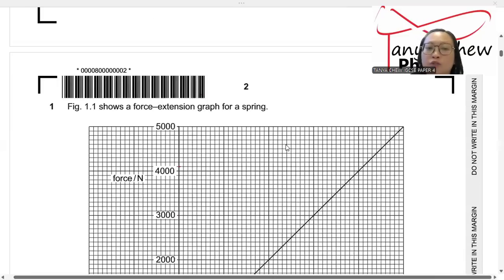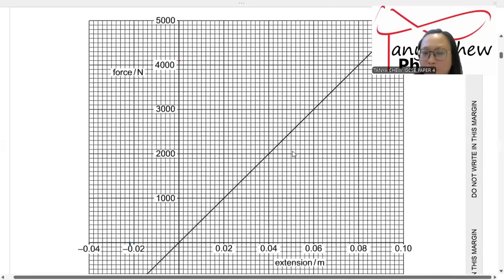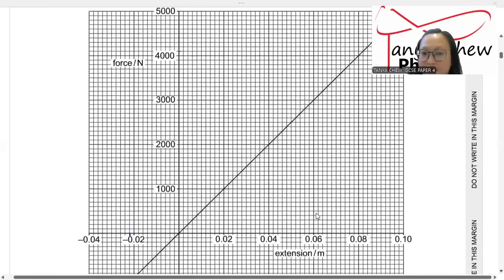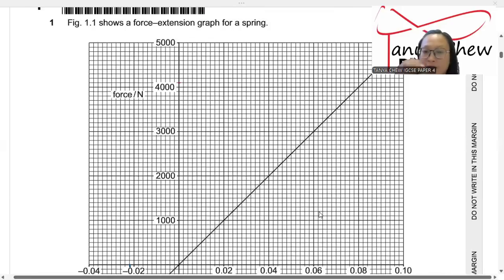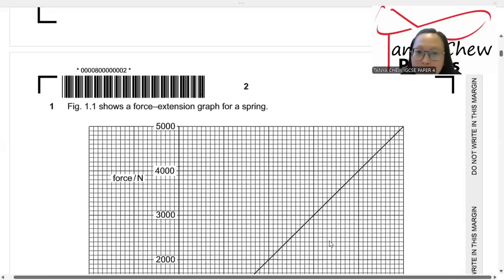Fig 1.1 shows a force extension graph for a spring. So when you look at the graph, this is a force against extension graph, right? And it is a straight line graph indicating that the force is directly proportional to extension, or the extension is directly proportional to the force, right? So do you recall any of the laws here that you have learned in IGCSE physics? Yes, exactly. That's Hooke's law. So do you remember Hooke's law?